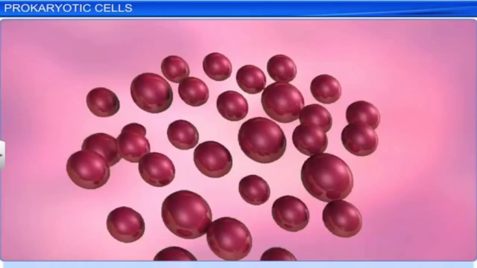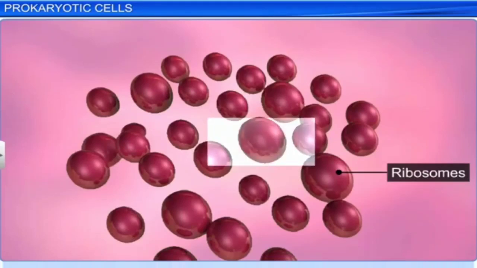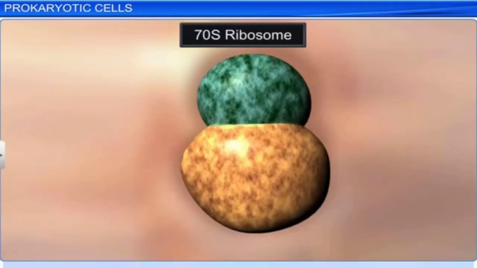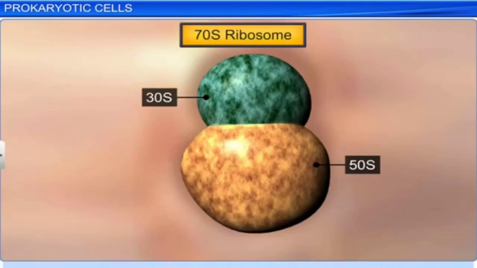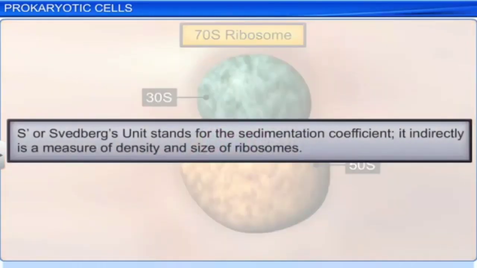The cytoplasm also contains ribosomes measuring about 15 nanometers by 20 nanometers in size, and consisting of two subunits, 50S and 30S, which together form the 70S ribosome. Here, S, or Svedberg's unit, stands for the sedimentation coefficient. It indirectly is a measure of the density and size of ribosomes.